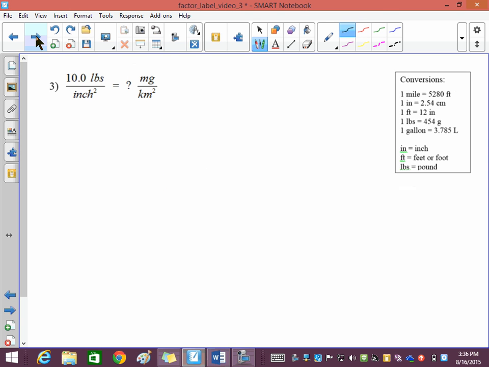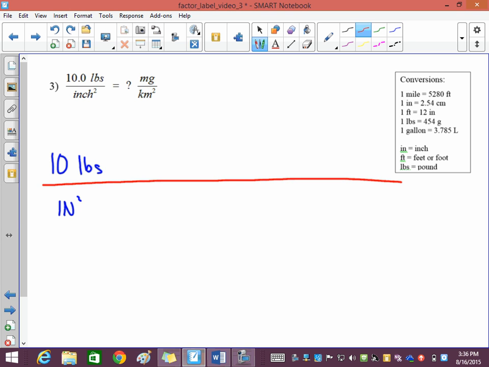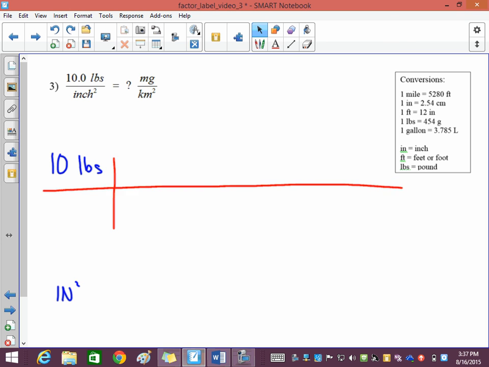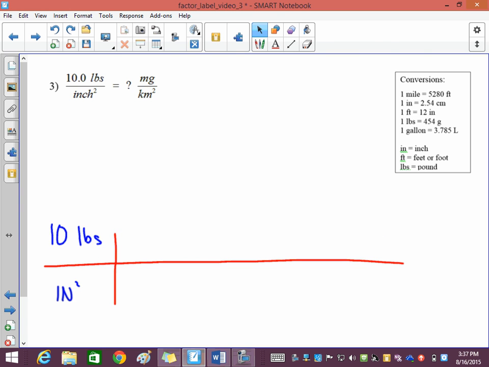All right, so number 3 is one of our fun ones. Again, start off with what you know. So you know you have 10 pounds for every inch squared. And again, don't let these intimidate you. Sometimes they do look a little daunting, but they're not that bad, to be honest. Again, it doesn't matter which one you want to start with. It's up to you. Actually, I'm going to scoot this down just a little bit, just a hair, in case I need more room here. Okay?